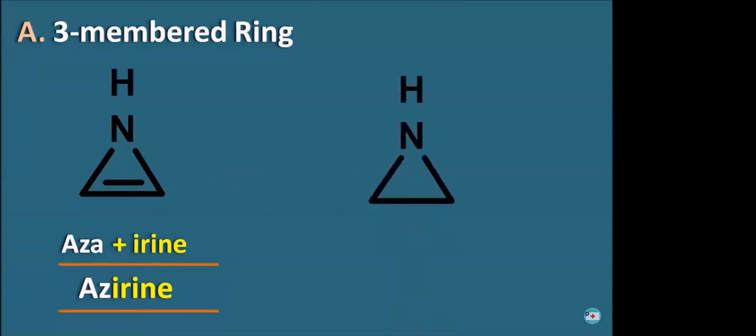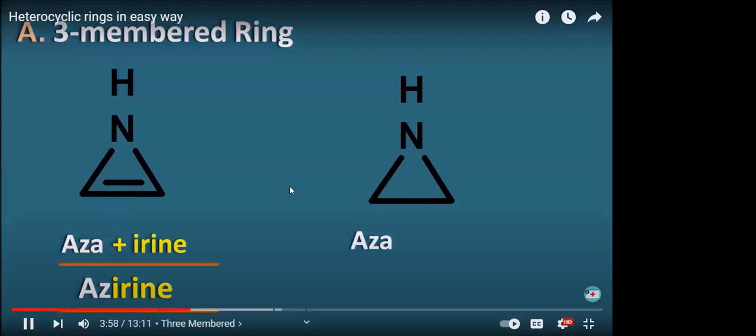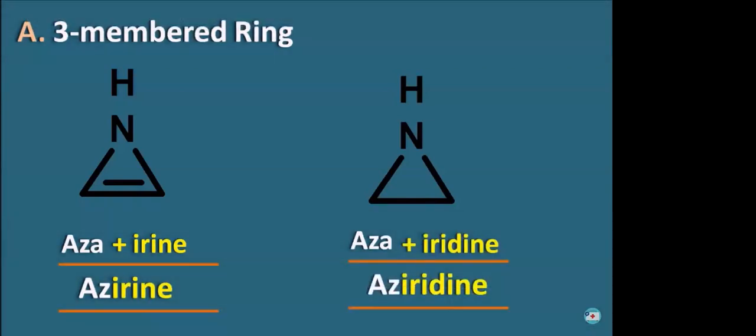Similarly, if it is saturated, again the prefix is aza plus. Whenever it is saturated, we can use the suffix iridine. So aza plus iridine, that is aziridine. Aziridine is one of the ring systems present in a few drugs like thiotepa. Thiotepa is an anti-cancer agent which has the aziridine ring system.